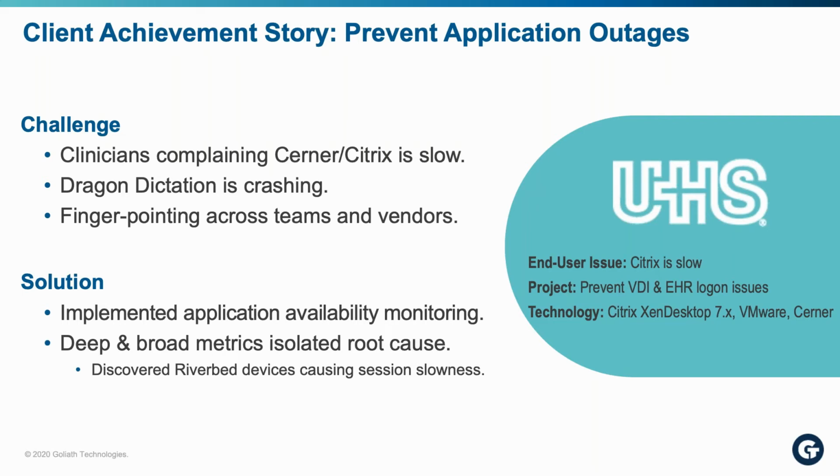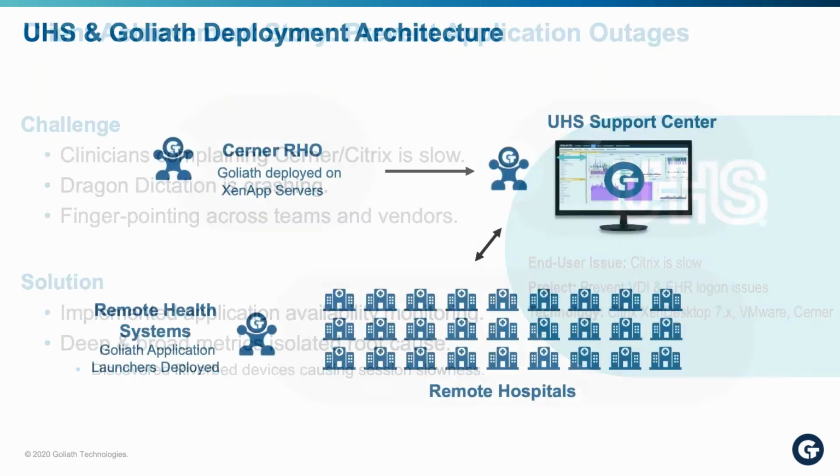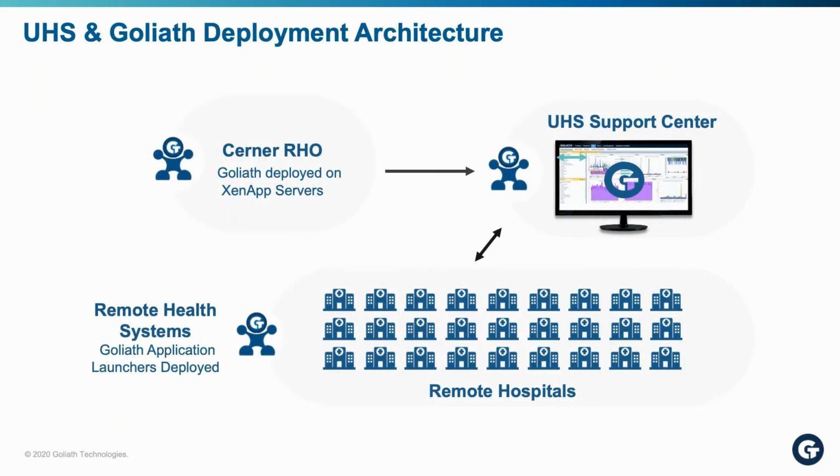Yemi, do you want to talk through the technology? Absolutely. We can start off talking about how they were able to deploy the early warning system, or the alerting system, that was able to get ahead of issues that could impact the availability and the ability of users to access the environment. Before we get into the technology, I want to set the stage a little bit. Here is the UHS deployment architecture of the Goliath solution.